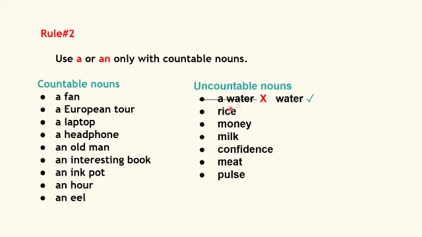But with uncountable nouns, we don't use a or an. Like a water, this is wrong because we cannot count water. We cannot say five waters, three waters. We don't use a or an with uncountable nouns. Rice, this is a small particle, so we consider it an uncountable noun. Like a rice, this is wrong. Money, milk, confidence. Confidence, we can just feel it. We cannot say I have five confidence, 10 confidence. I have confidence. Meat, pulse. So we don't use indefinite articles a or an with them.